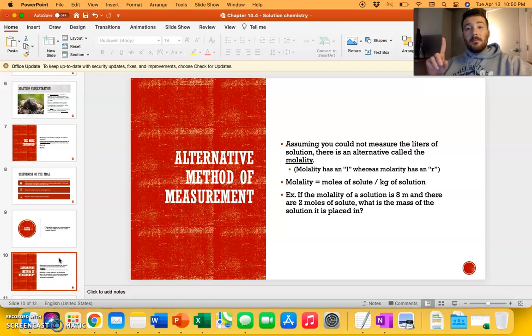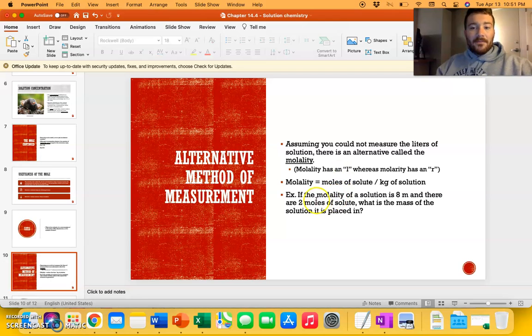One letter difference. Molarity, molality. Molality has an L, while molarity has an R. And there's no real good way to remember that besides that molality uses kilograms, molarity uses liters. I wish that the L stood for liters, but it doesn't. Don't get confused, okay? Molality is moles of solute divided by kilograms of solution.